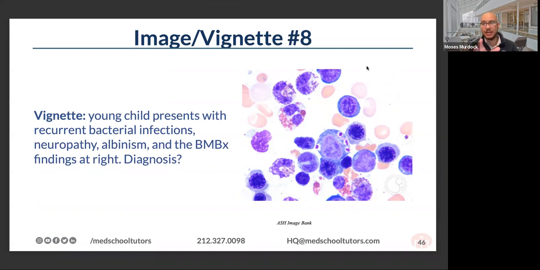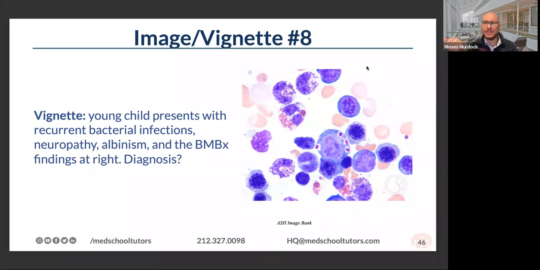And just as another tip here, notice that while the pattern of infections is very important, is it mostly bacterial infections? Is it mostly viral infections? Is it all infections? While that's very useful, even more useful is the presence or absence of some of these extra immune symptoms. So for instance, with ataxia telangiectasia, it was the presence of ataxia, as the name implies, that really clues you into the diagnosis.